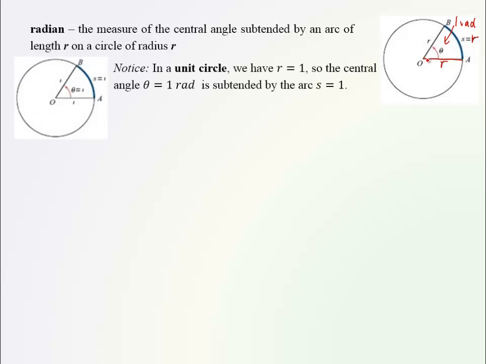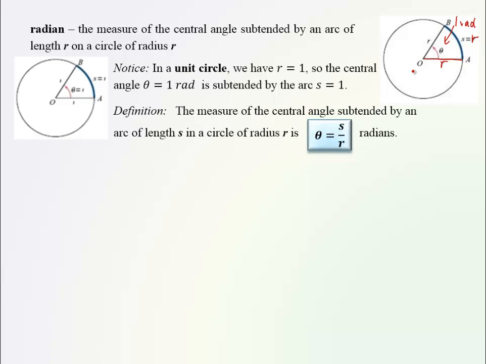Notice what will happen if r is actually 1. What if our circle is a unit circle? Then the central angle theta of measure 1 radian is subtended by an arc of measure 1. So in a unit circle, a radian is such a central angle that it cuts off an arc of length 1.